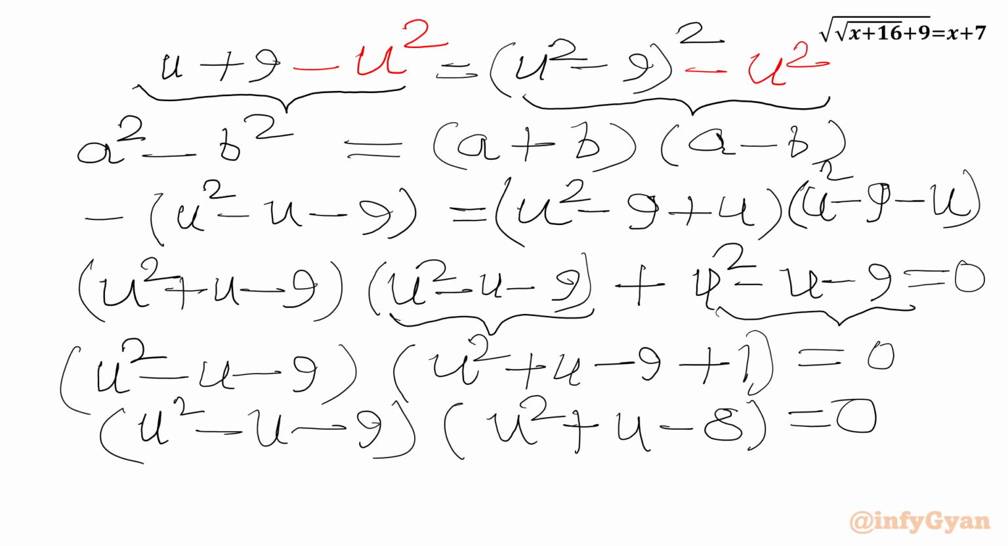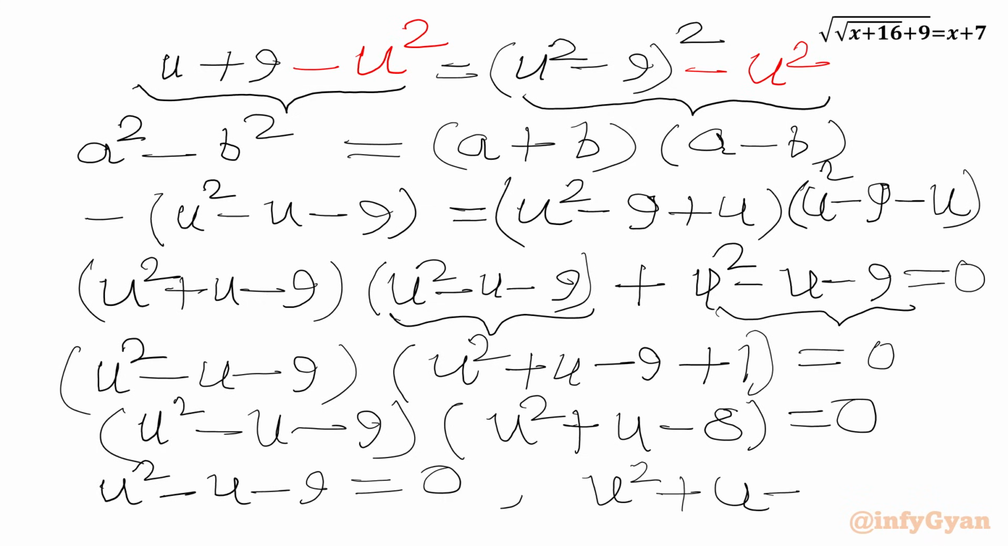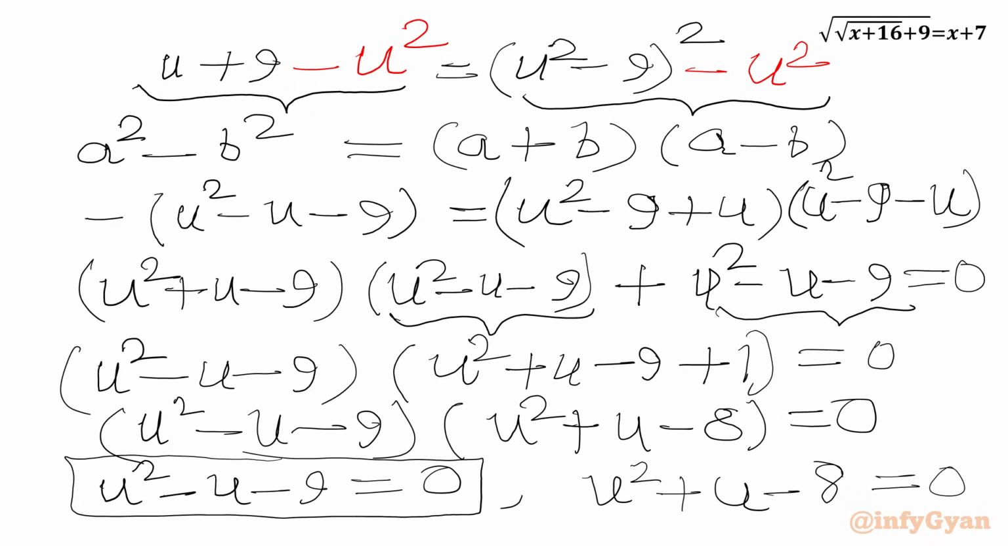Now we will use the product 0 rule. So we can write either u square minus u minus 9 will be equal to 0, or u square plus u minus 8 equal to 0. So ultimately we have to solve two quadratic equations. So let us solve one by one.